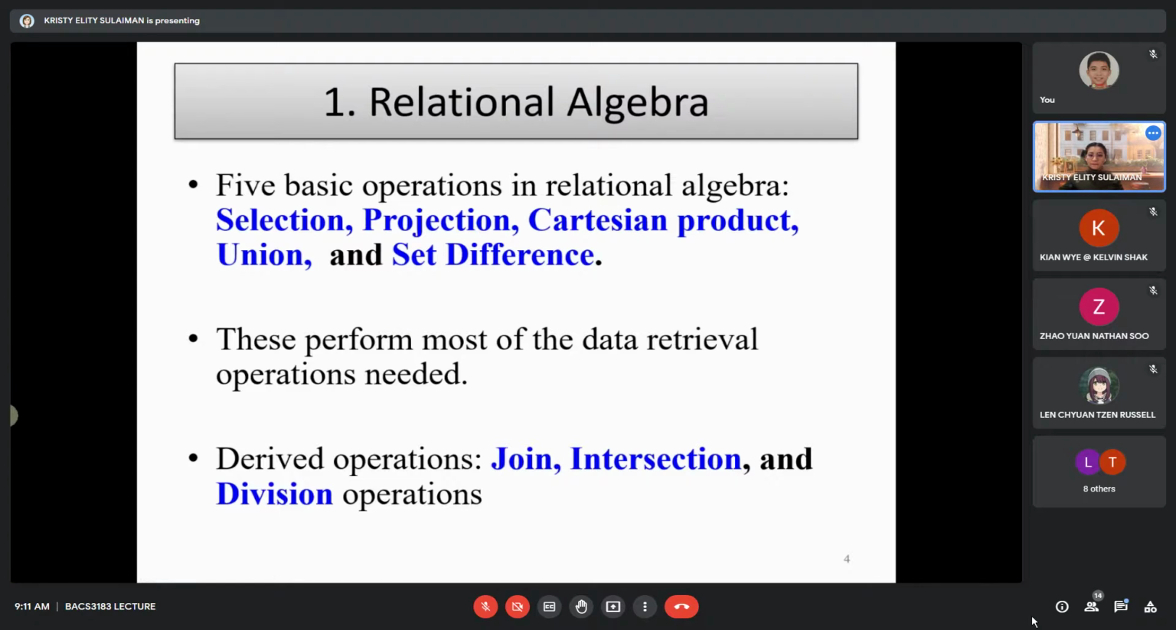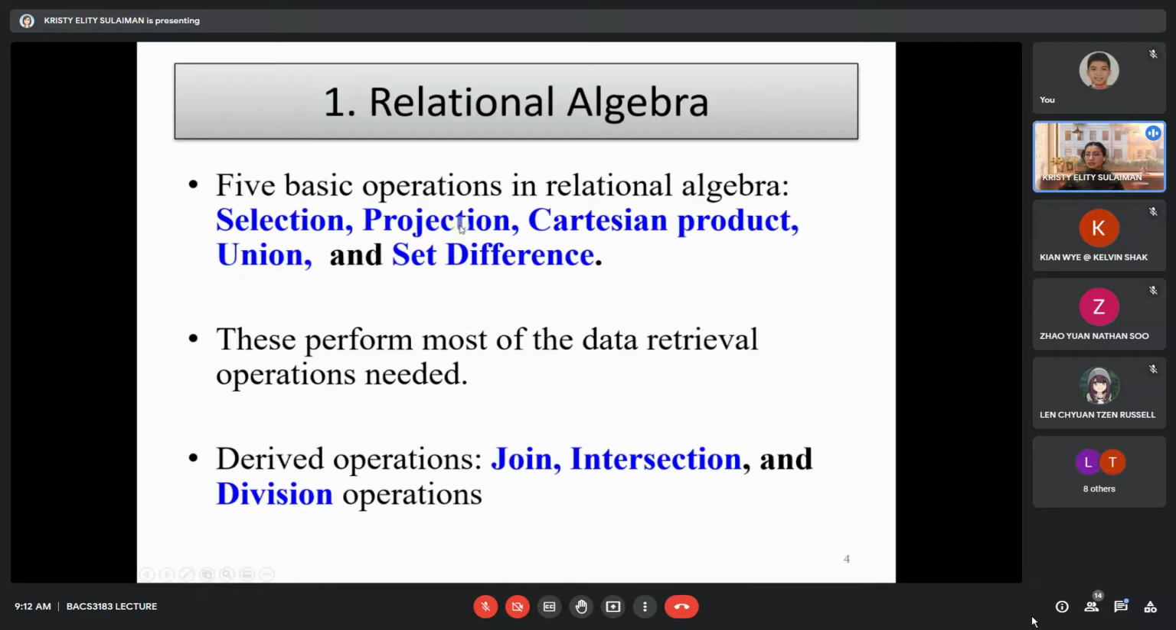These are the five basic operations that we have in relational algebra. We have selection, projection, Cartesian product, union, and set difference. Okay, we look at some of these today. These basic operations perform most of the data retrieval operations needed.